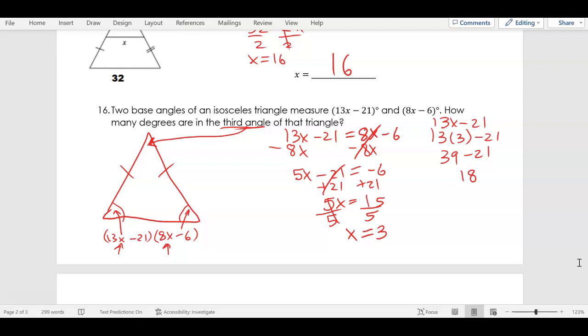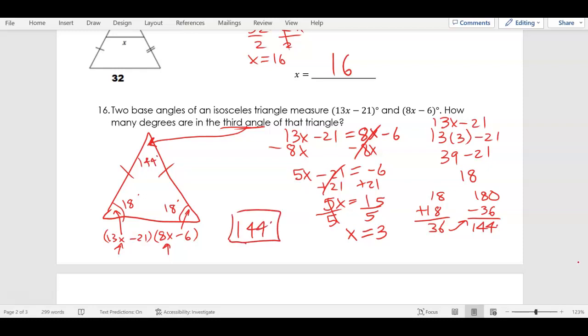Okay. 18. So that means this angle right here is 18. And this angle over here has to also be 18, because they are isosceles base angles. So my last step to get the third angle is I add 18 plus 18. I get 36. And then I subtract that from 180. I get 144. So obviously my picture is not to scale, but the answer for the third angle is 144 degrees.